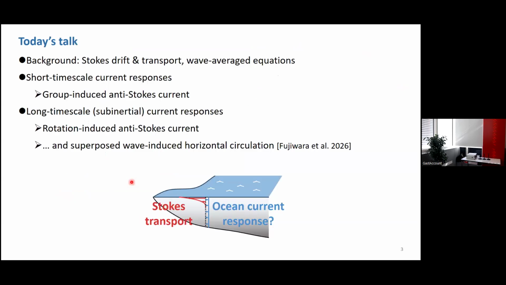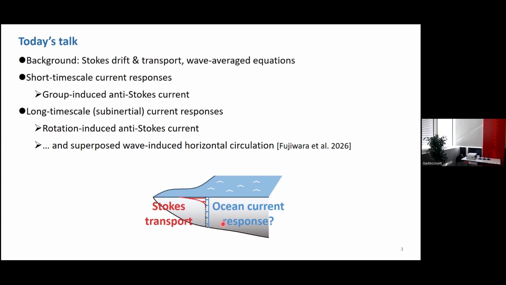The original motivation for this study was coastal ocean dynamics. Because of the limitation in the fetch, the Stokes drift is generally from the shore toward the coast. And in order to conserve mass, the ocean current there needs to have some kind of counter current. How does that happen?